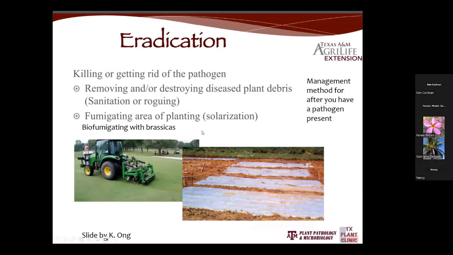And if you're interested in that, shoot me an email. I actually did my master's on that, so I'd love to talk to you about it. I also have some fact sheets about solarization if you're interested in that as well. But it's a great way to kill out some soil-borne pathogens and get rid of a lot of your weed seed bed.